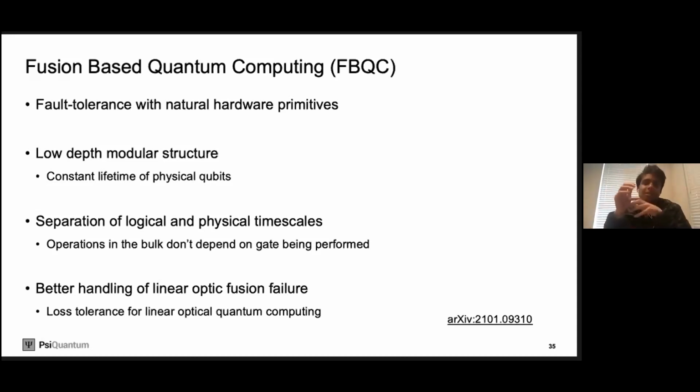The way that you make these resource states is that there are linear optic circuits that can give you these resource states, and some operations while making them are probabilistic, and that's why we use these fusion networks. Does that answer the question?